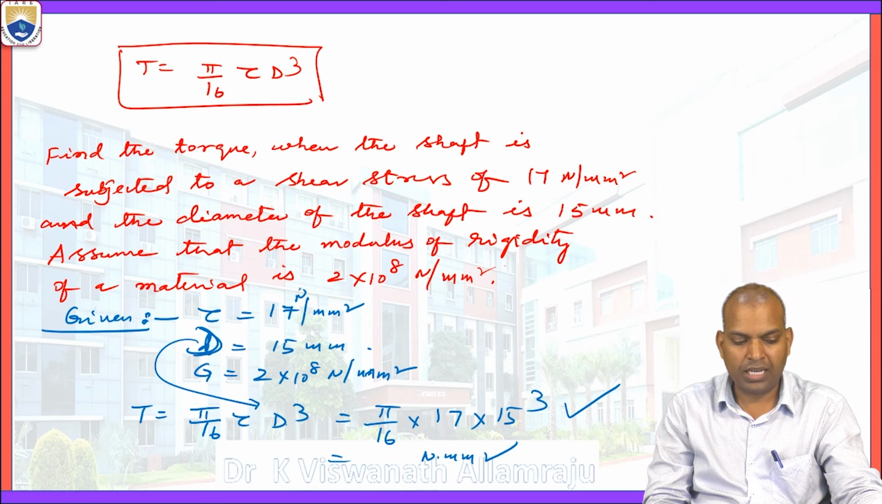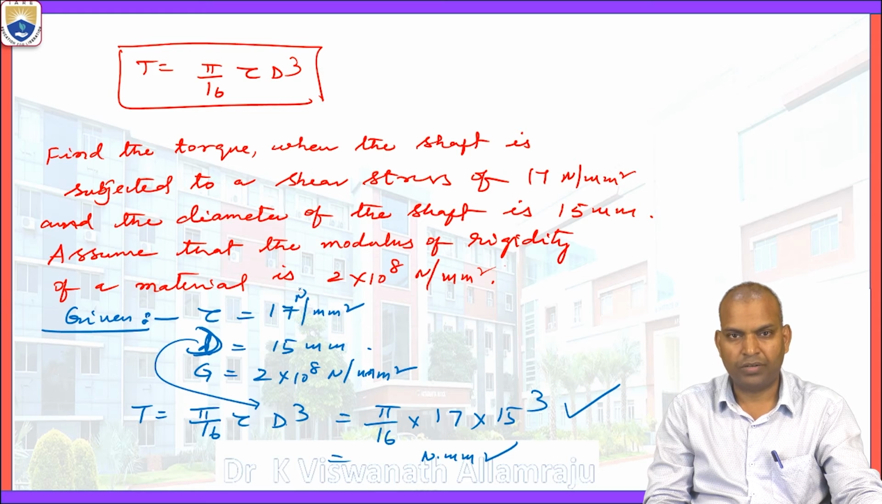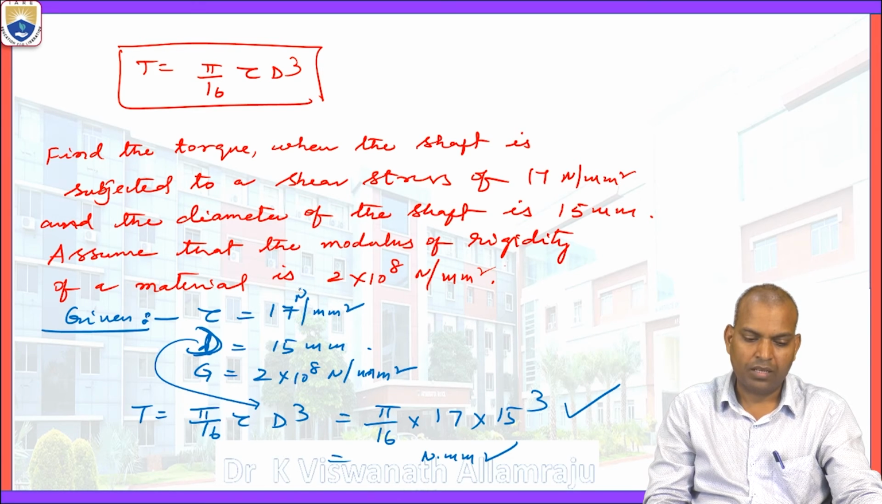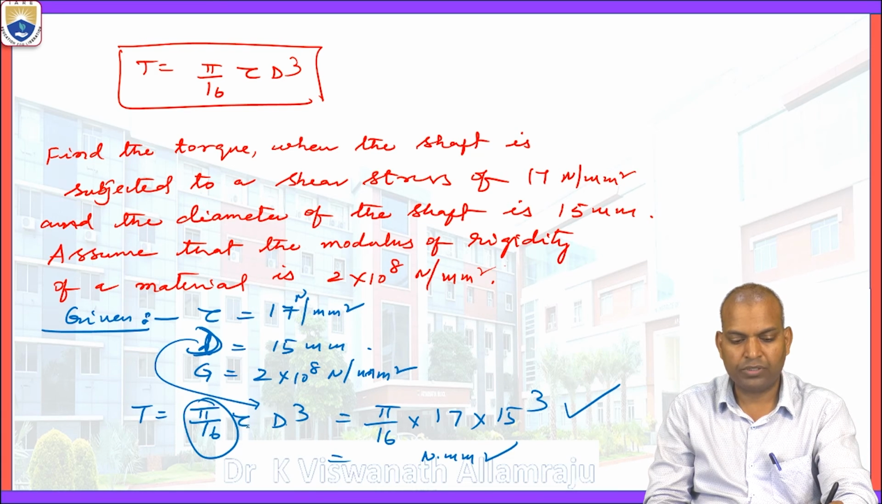Now we can also understand that torque is dependent on two parameters. One is the value of the shear stress, and the other one is the radius or diameter of the shaft. All right, and one more thing is that pi by 16 is a constant.